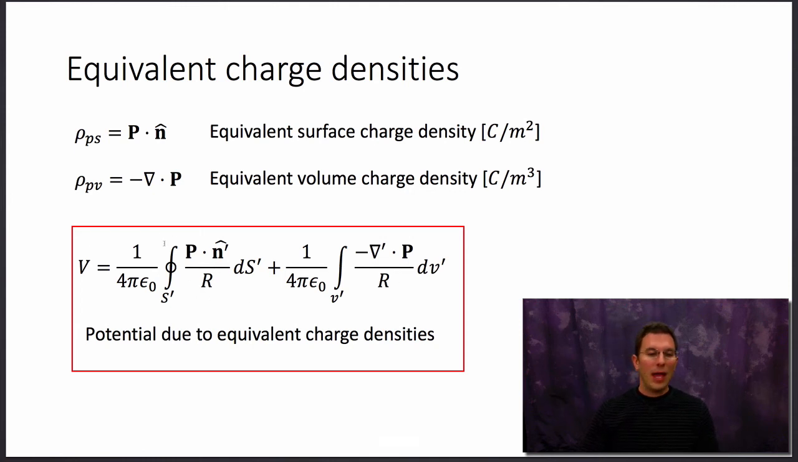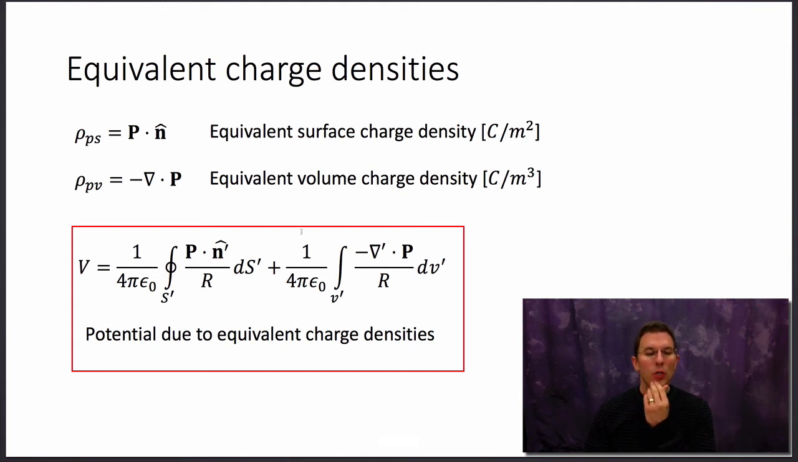Okay, and all I've done here is substitute into those expressions. If you look up in your text, there will be a rho sub s here, and there will be a rho sub v here. And in our context, because we're talking about equivalent surface charges, rho sub s is just P dot n hat prime, and rho sub v is minus the divergence of the polarization vector P.